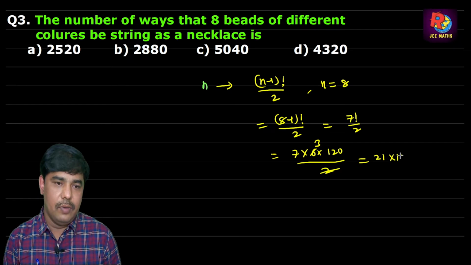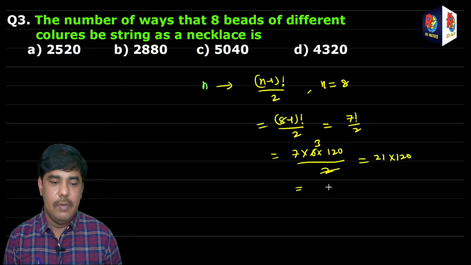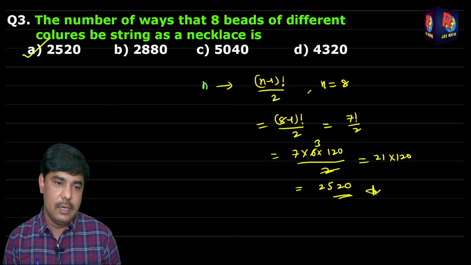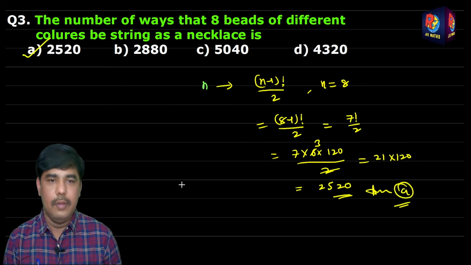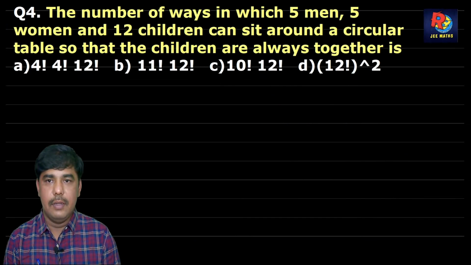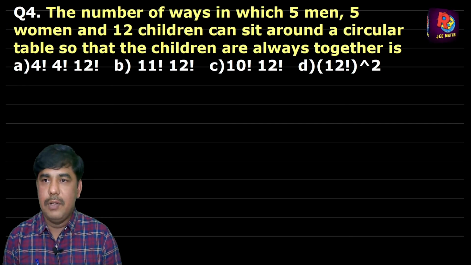21 into 120. If you multiply this, then 2520 is the answer. Option A is the correct answer. Like this way we can arrange. Next. Here you can observe this.